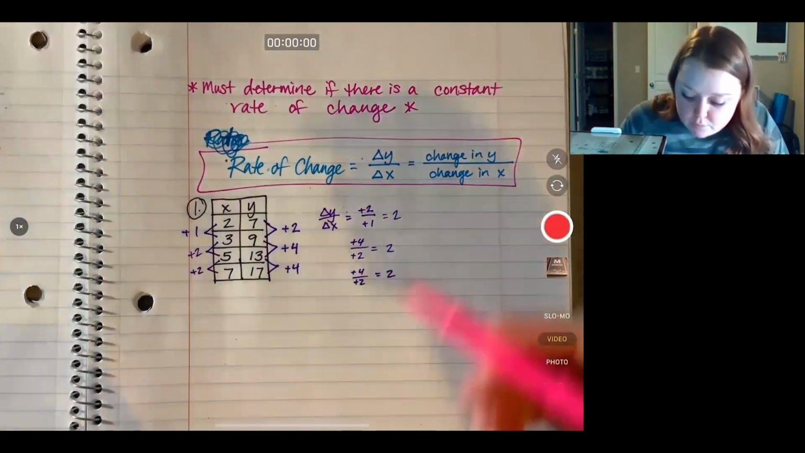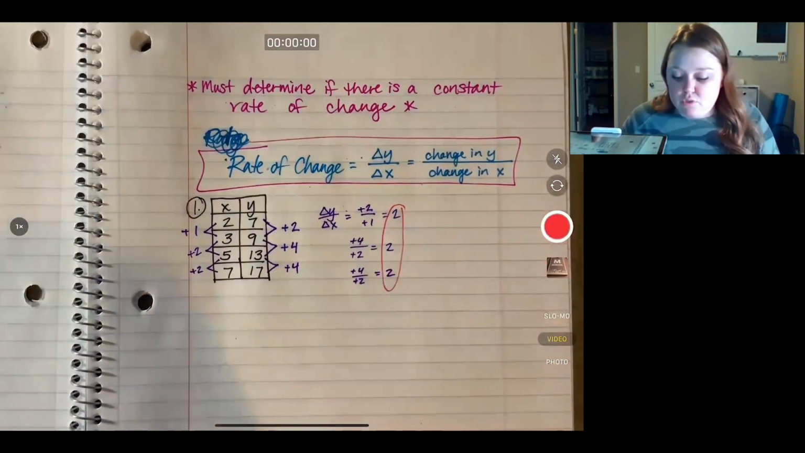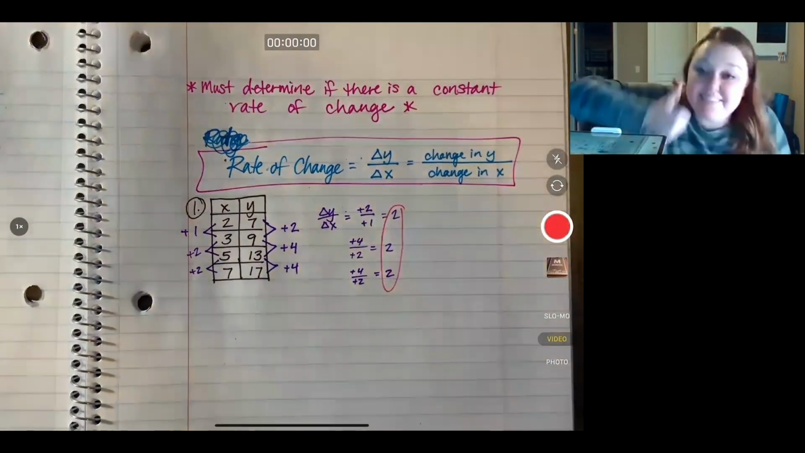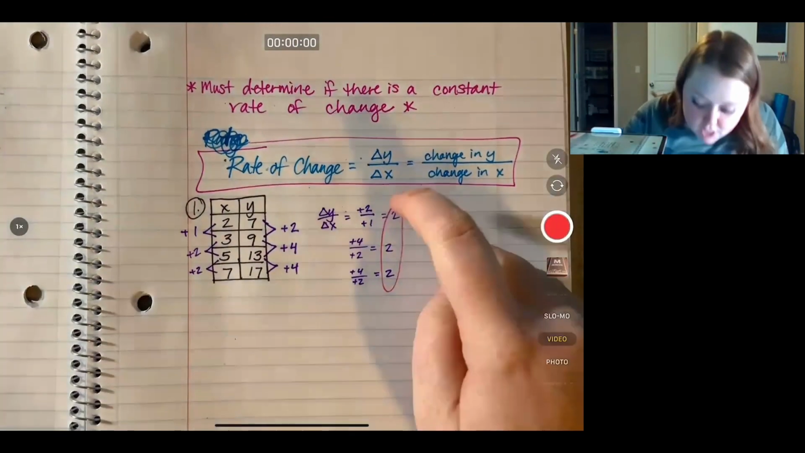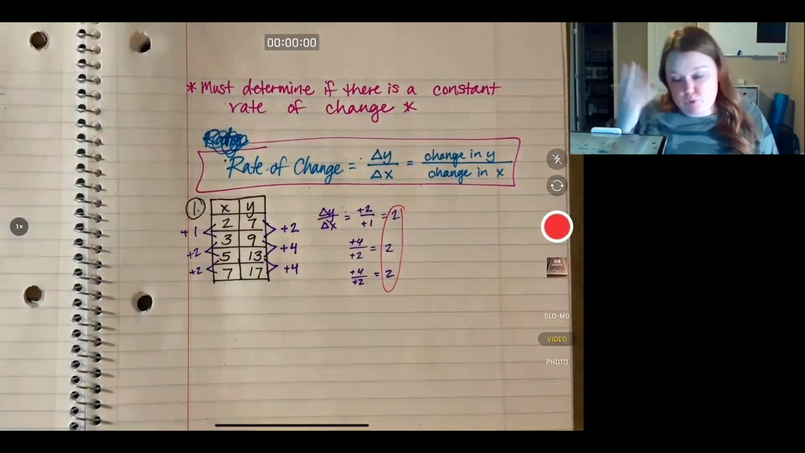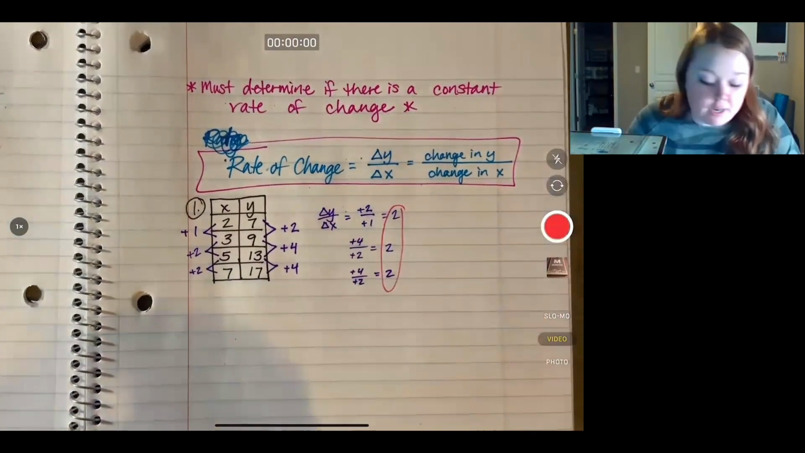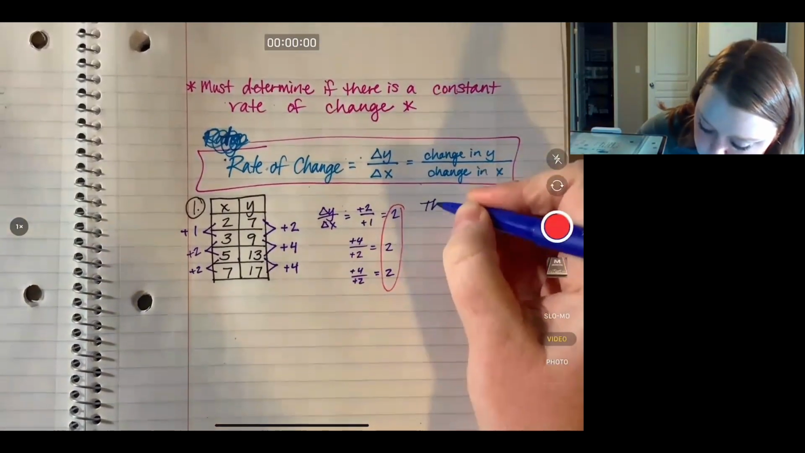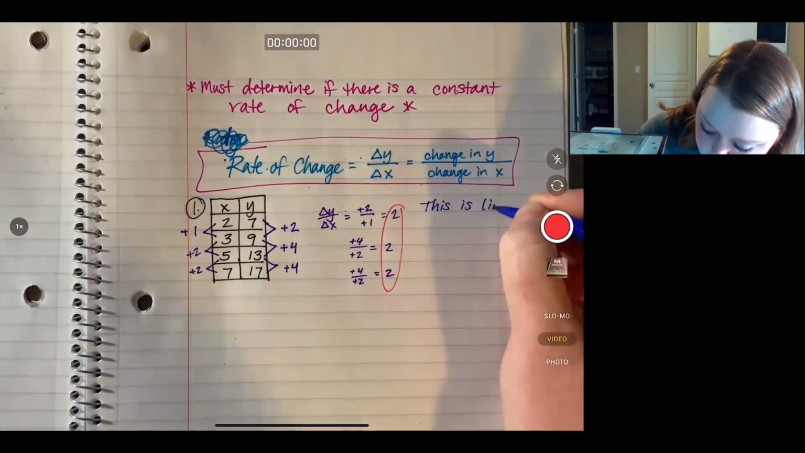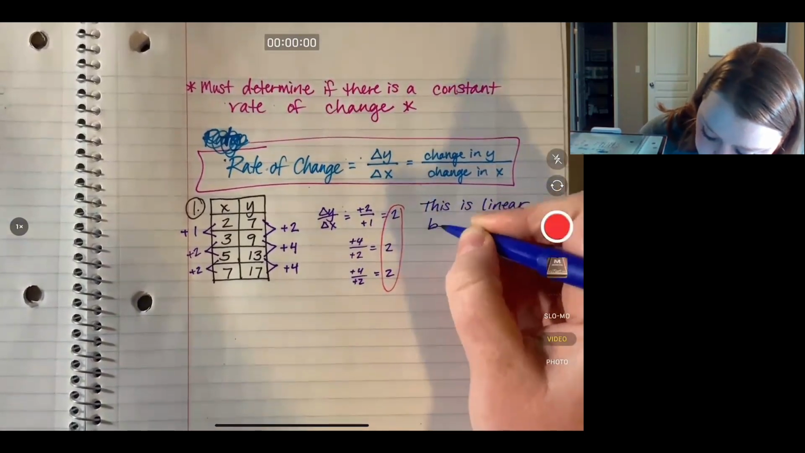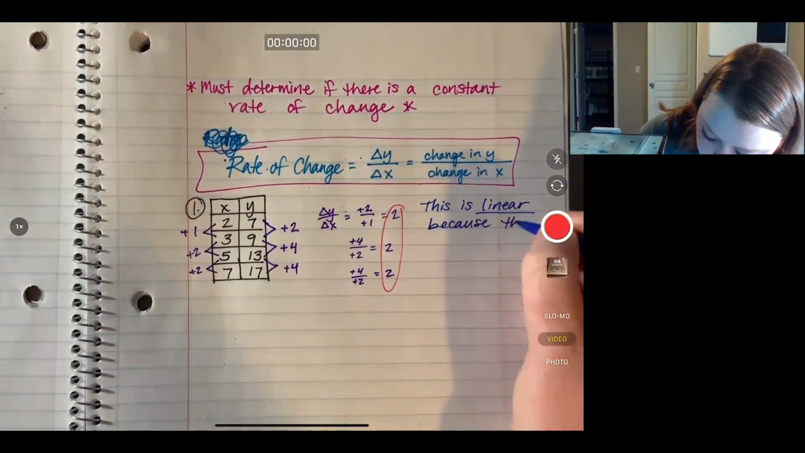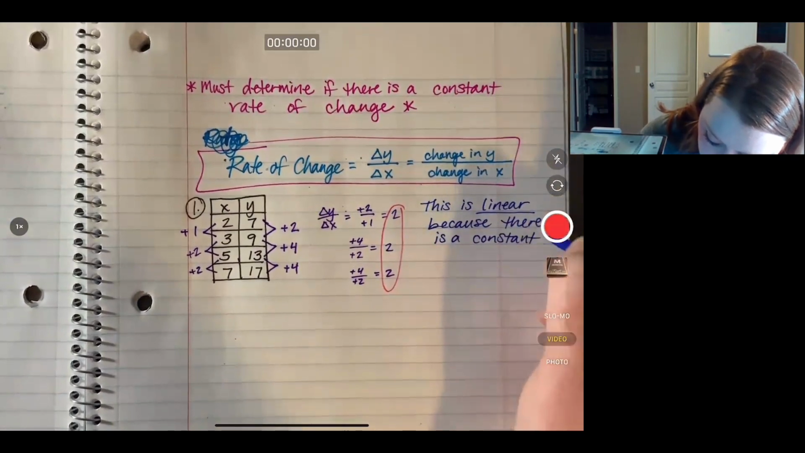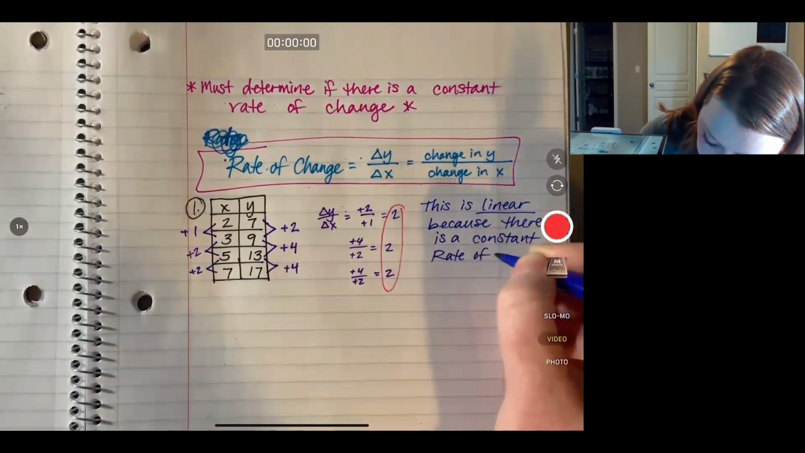So here's what you look for. If the change in y divided by the change in x simplifies to the same amount for all of them, that means it's linear. That means there is a constant rate of change between x and y. So here's what you're going to write off to the side, and this is kind of what you would write for your entry test question. You're going to write this statement: This is linear because there is a constant rate of change.